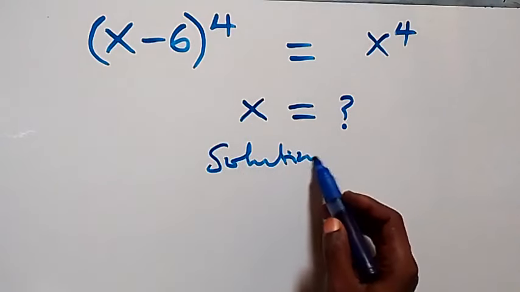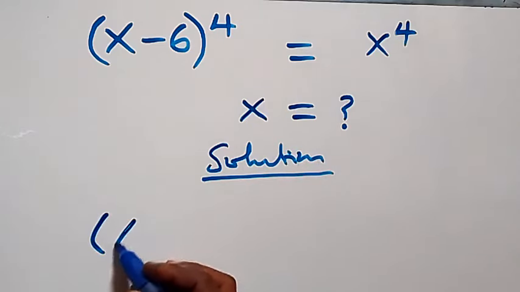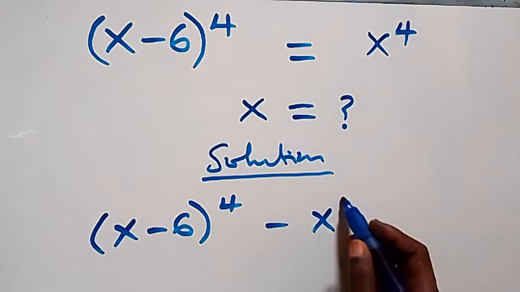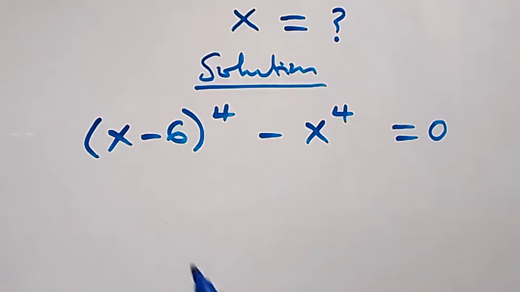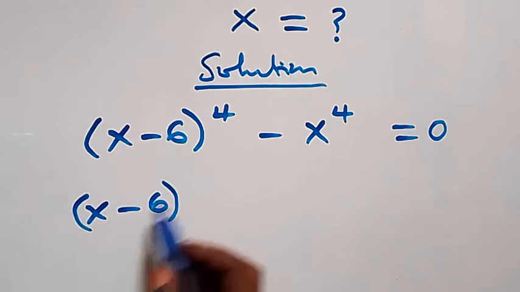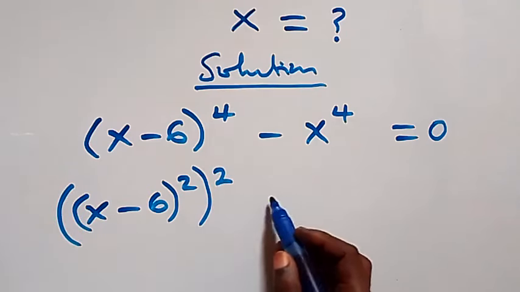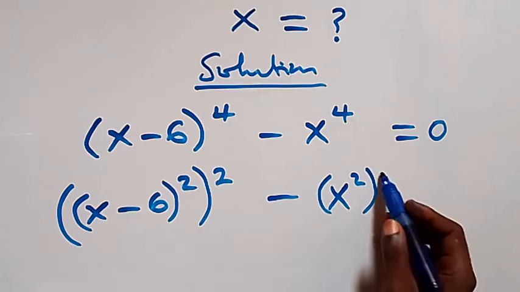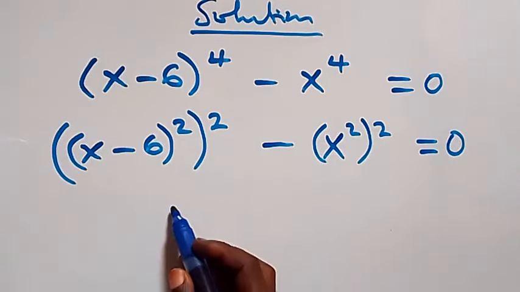Solution: from what we have here, we can take x raised to power 4 to the left hand side, and we have (x − 6)^4 − x^4 = 0. Then we can equally write this as ((x − 6)^2)^2, since 2 times 2 will still be 4, minus (x^2)^2 equals 0.